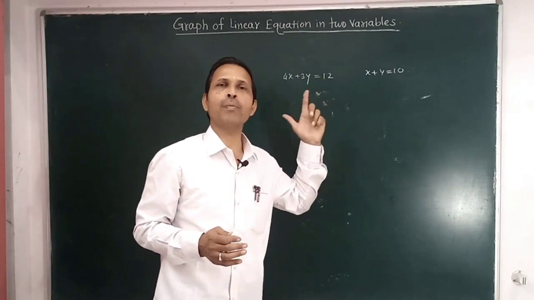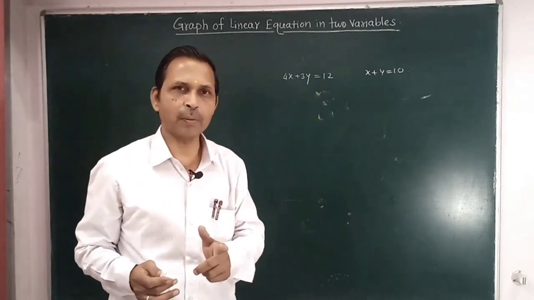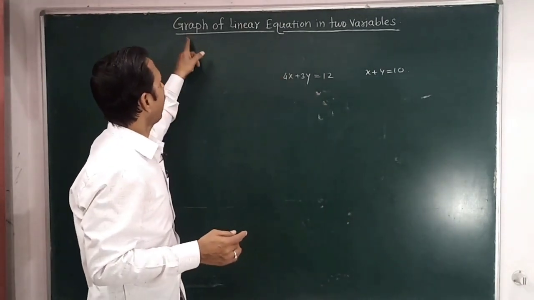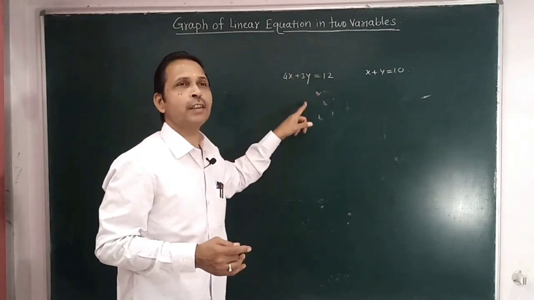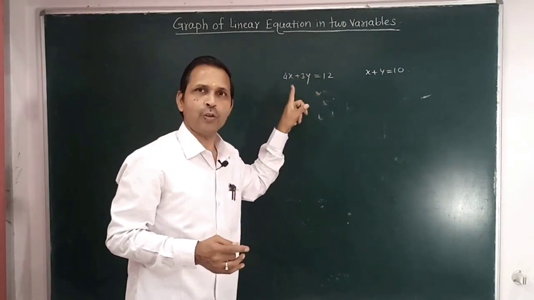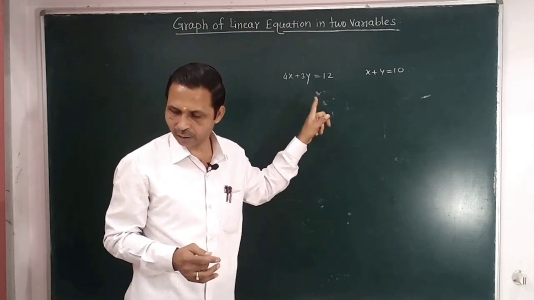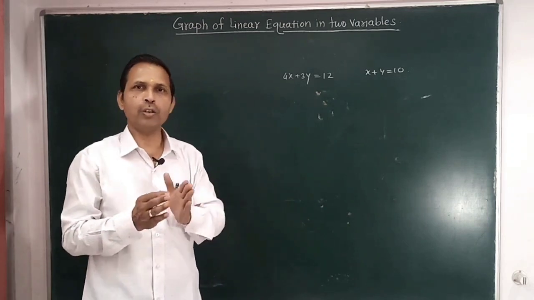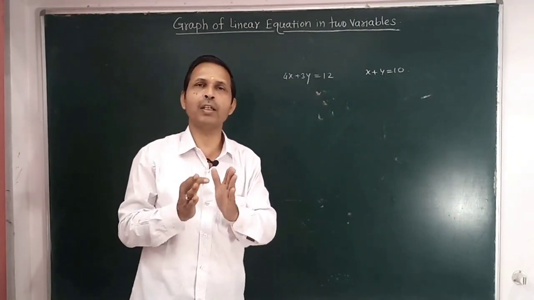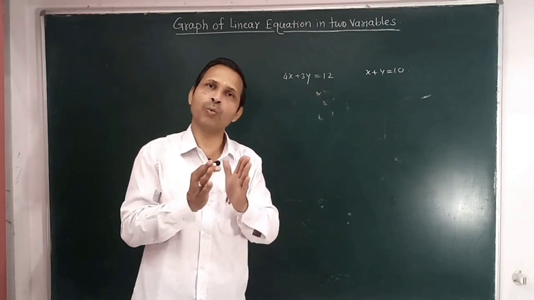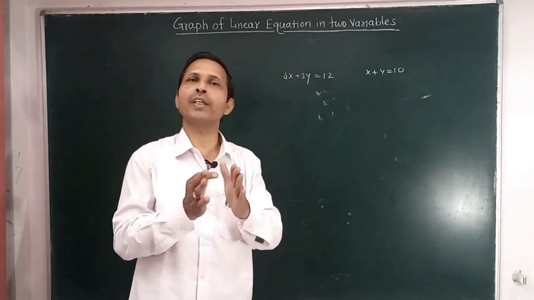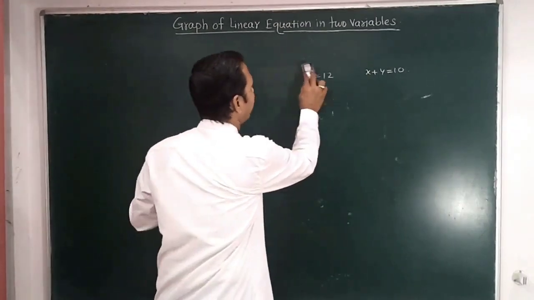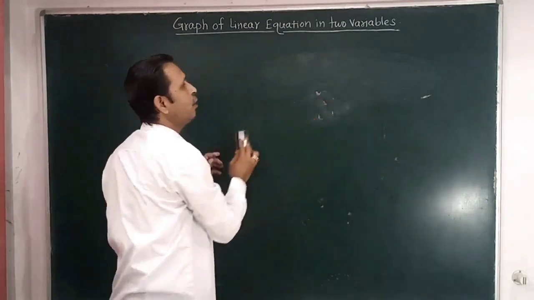And now we have to learn how to find the solution of the linear equations in two variables, or simultaneous equations, with the graphical method. Before going to learn this method, we revise how we draw the graph of the linear equation in one variable and linear equation in two variables. Now let us start. Let us take first the linear equation in one variable.